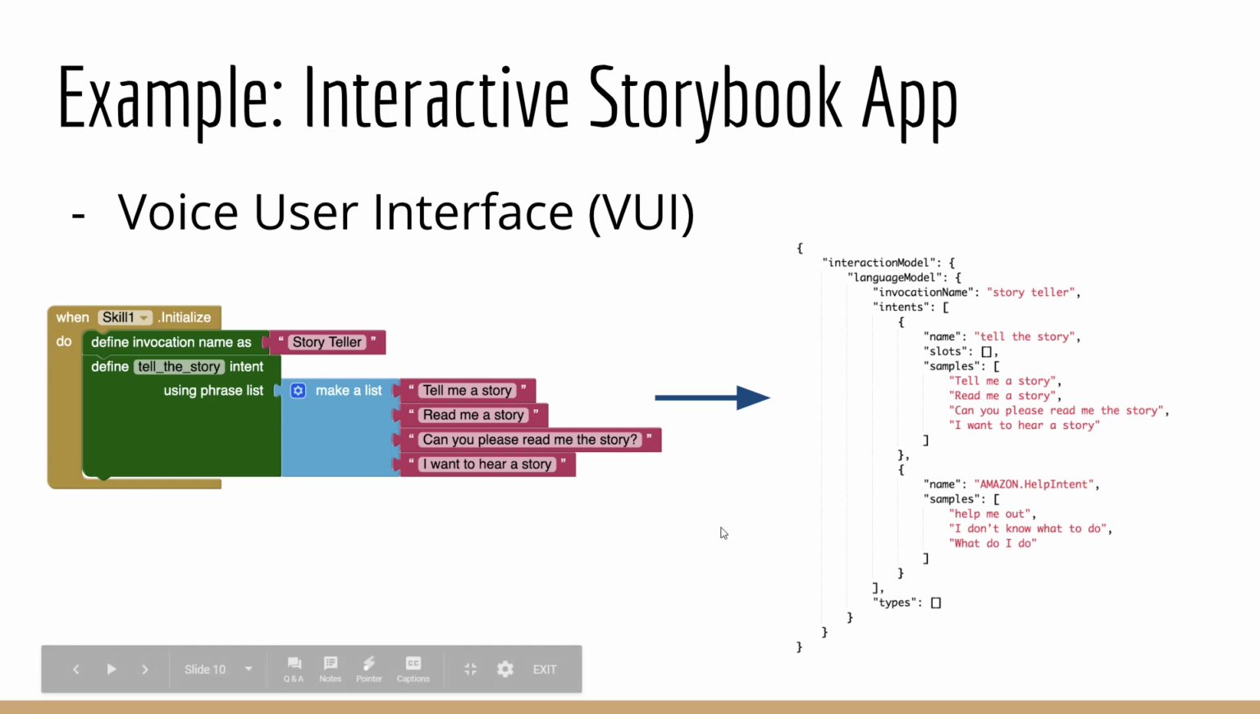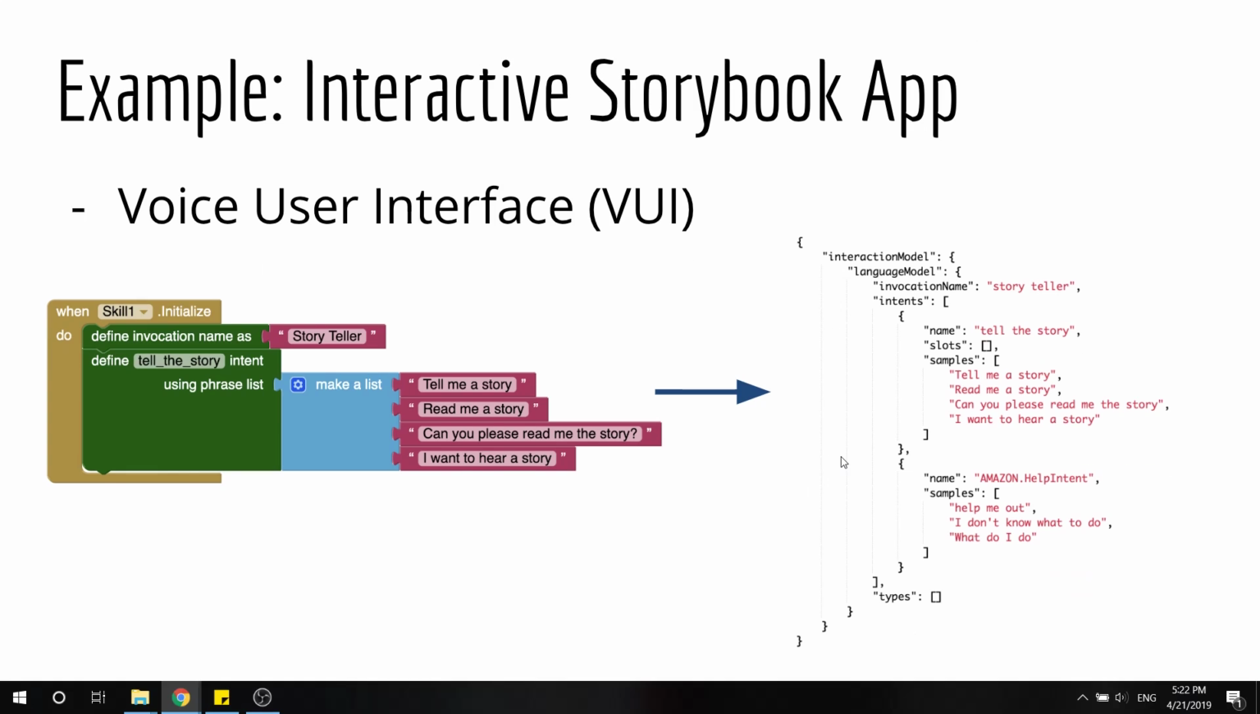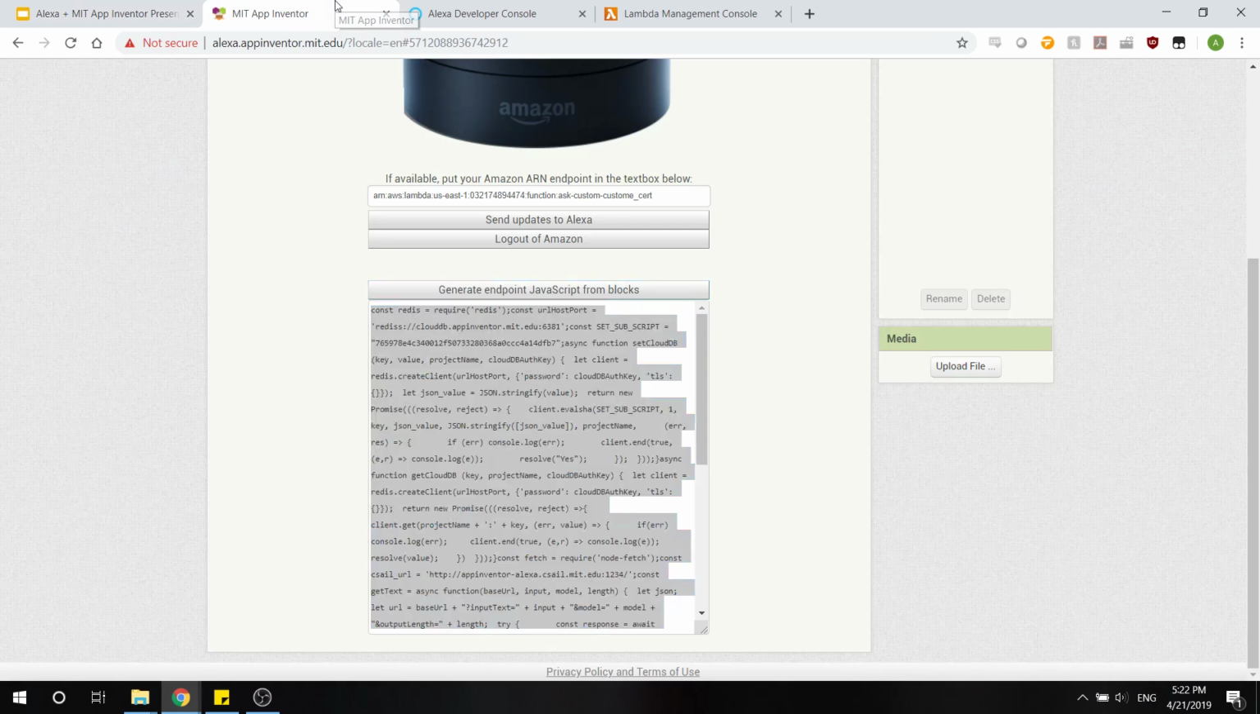This VUI block is converted to a JSON that is used inside the developer console to create the voice user interface on the Amazon website. So let's see how this works in practice.